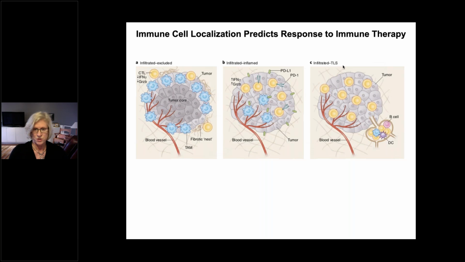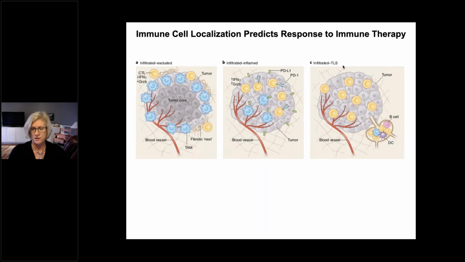So these cartoons show a couple of these examples. On the left, there's a situation known as excluded, meaning there are immune cells in the tumor. It's not cold, but they're excluded. They're largely restricted to the margins of the tumor and don't infiltrate. In the middle, we have a picture showing an example of an inflamed tumor where the T cells and myeloid cells have actually infiltrated into the bulk of the tumor.